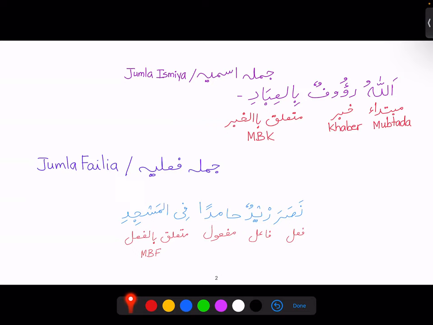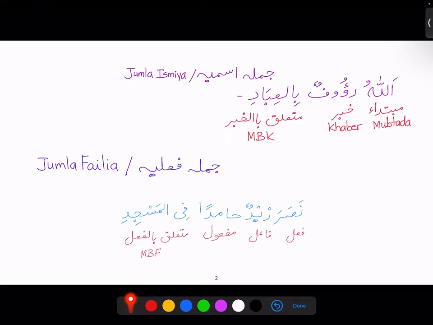Jumla Failure needs three ingredients: fail, file, maful, and like in Jumla Ismiya, we say MBK mutalik bil khabar. We don't have mutalik bil khabar in Jumla Failure, so we say mutalik bil fail, MBF, instead of MBK. Very good.